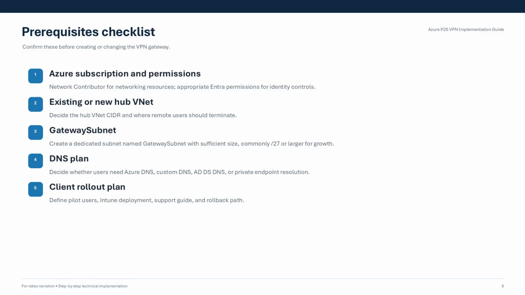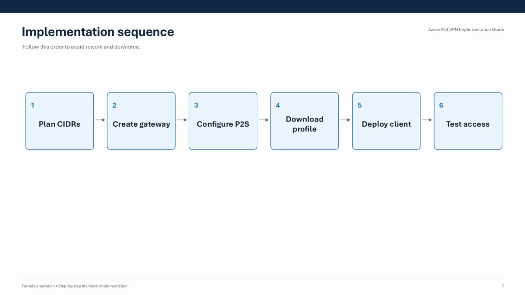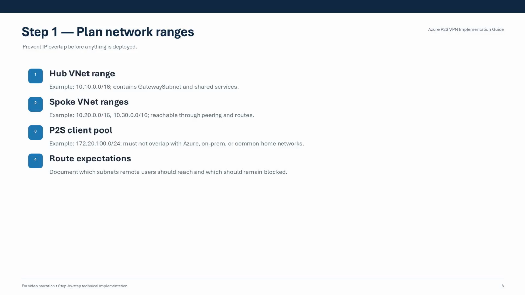Before starting, ensure you have the necessary Azure subscriptions, existing or new Hub VNet, Gateway Subnet, DNS plan, and client rollout plan. Follow the implementation sequence. Plan CIDRs, create gateway, configure P2S, download profile, deploy client, and test access. Plan network ranges carefully to avoid overlap, including Hub VNet, Spoke VNet, P2S client pool, and route expectations.